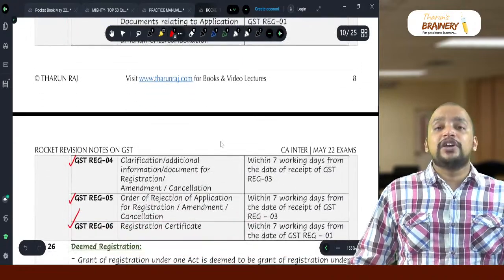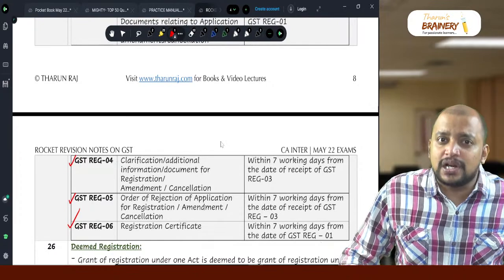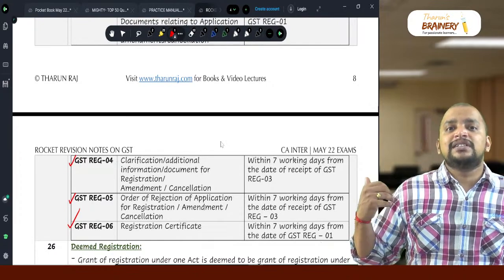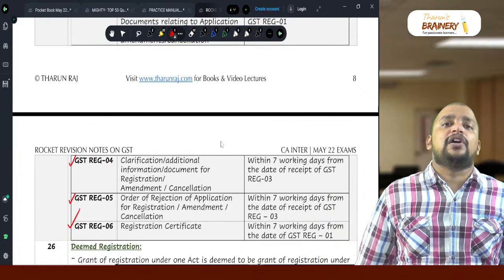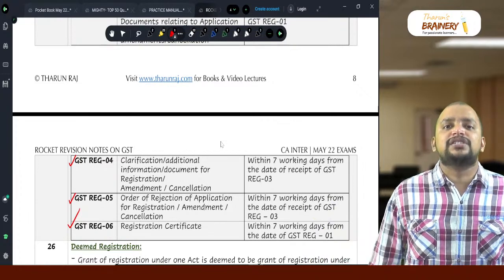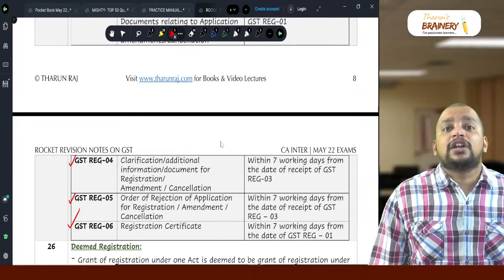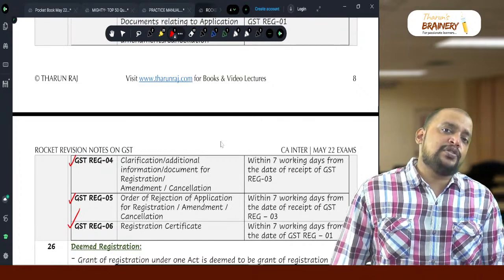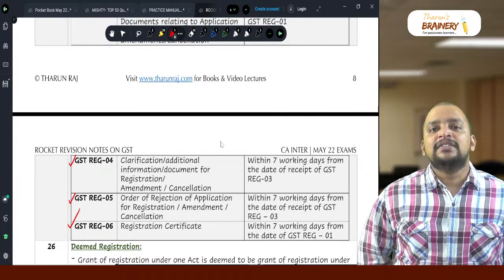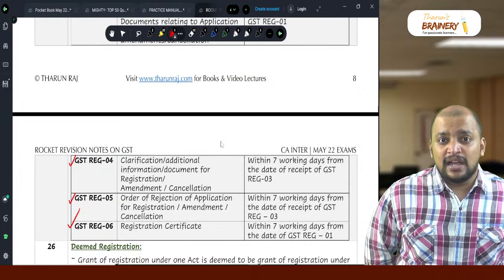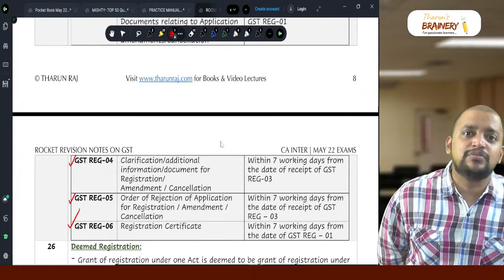Now these 2 points are the deemed registration. Suppose we make an application for registration and within 7 working days they neither give the registration certificate nor any notice, then the registration is deemed to have been granted. Same way, we made an application, we got a notice and we gave a reply to the notice. From the date we give the reply, within 7 working days we need to get either rejection or certificate. Otherwise also it is deemed to be registered.